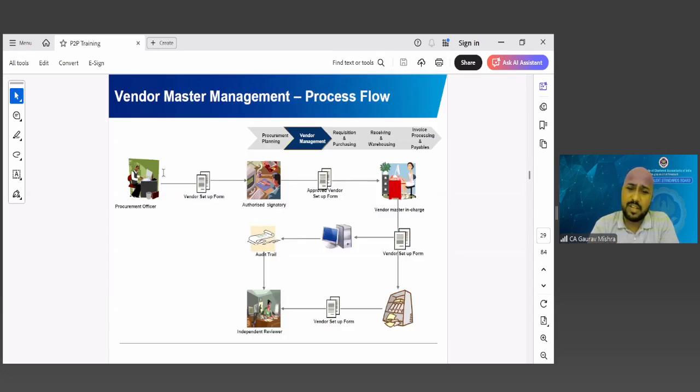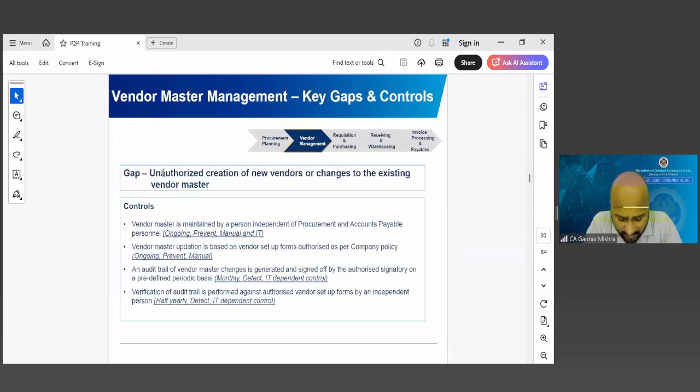Now this is vendor master management. Everything you have finalized and all those things. Now coming to the part of vendor onboarding. Vendor onboarding means you will register the vendor in the system. If that particular vendor is not registered, there may be two cases. One, the vendor is registered. Second, the vendor is not registered.